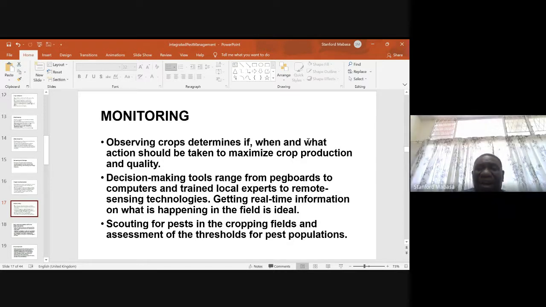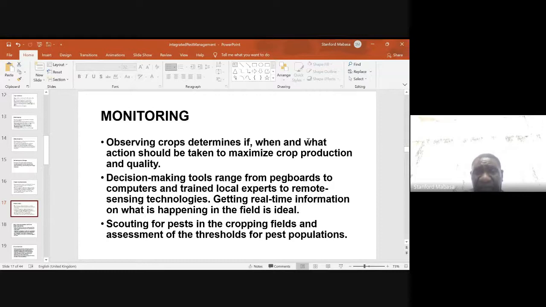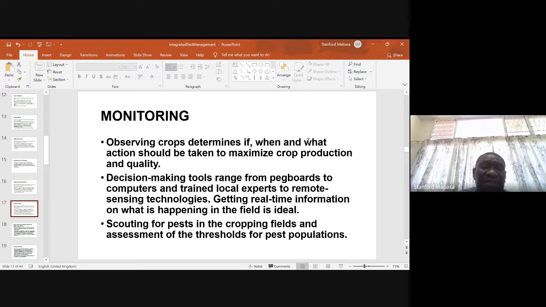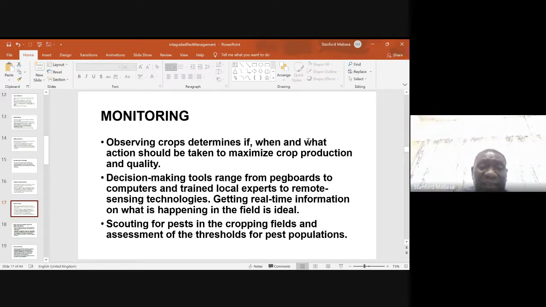which can range from peg boards. Now, a peg board is simply a board with some holes. And on these holes, you can insert pegs. Now, these pegs may indicate the development of pests, or especially insect pests. It is a simple board, although it can produce very detailed information, but it can be used by farmers as a simple tool to track or just to have an idea of how much of the insect pests are in their fields. It's a simple way of doing it.